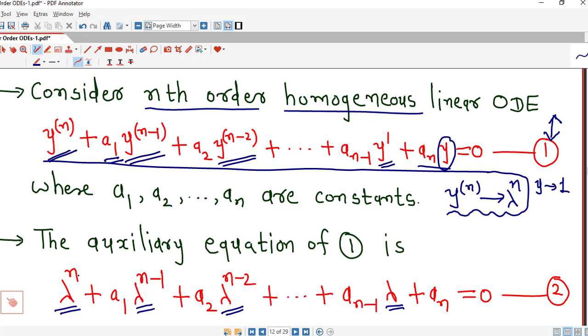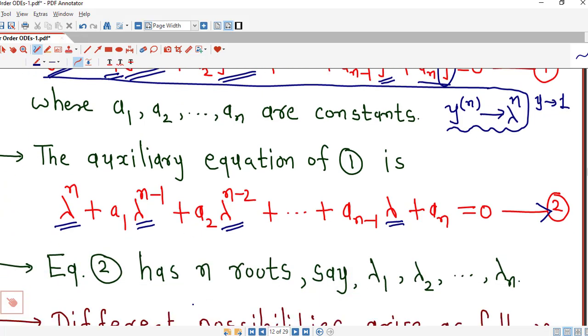Now this is an nth degree polynomial equation in the variable lambda, and we know that an nth degree polynomial equation will always have n roots. So there are n values of lambda which satisfy this equation number 2. We assume that these n roots are lambda 1, lambda 2 and lambda n. Now for these n roots there are different possibilities.